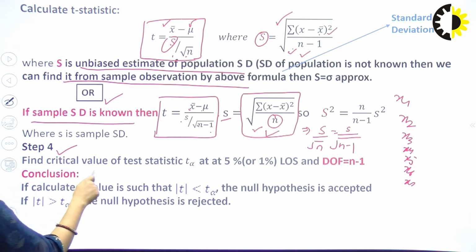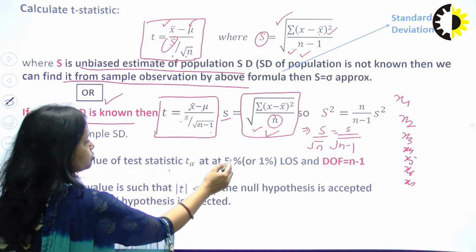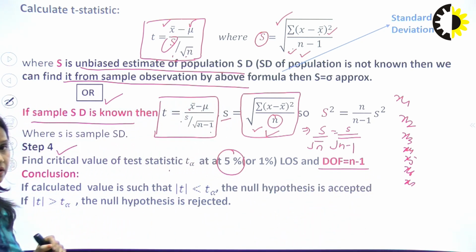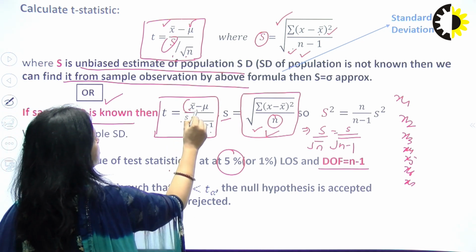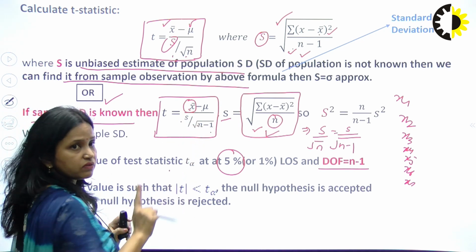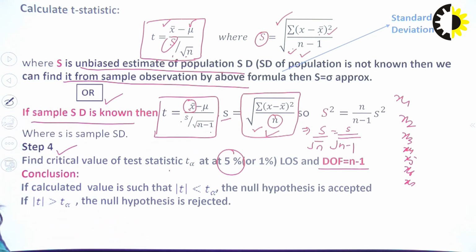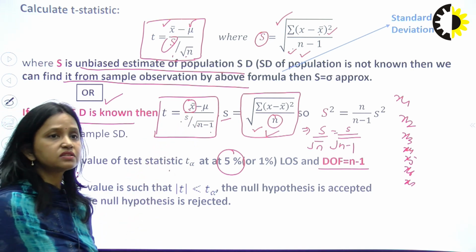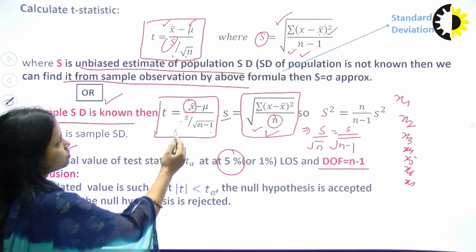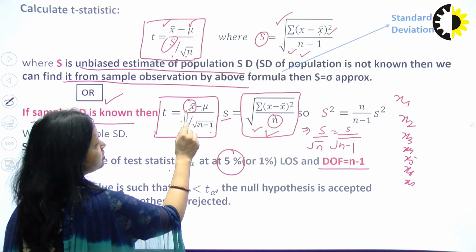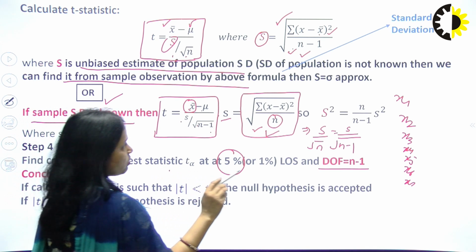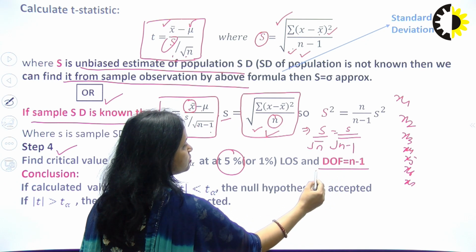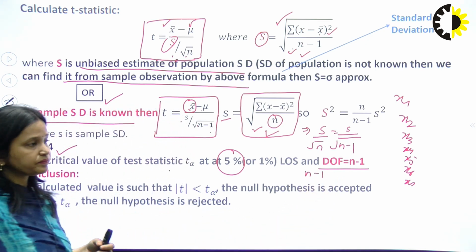Now the next step is to find the critical value of the test statistic. Usually we take 5% level of significance, and the degree of freedom for the t-test is n minus 1. Why? Because from the sample we are calculating only one parameter, the mean. For a sample you can call it a statistic, and for a population we call it a parameter. So from the sample we are calculating only one thing, the mean, and the total number of observations is n, so the degree of freedom will be n minus 1.